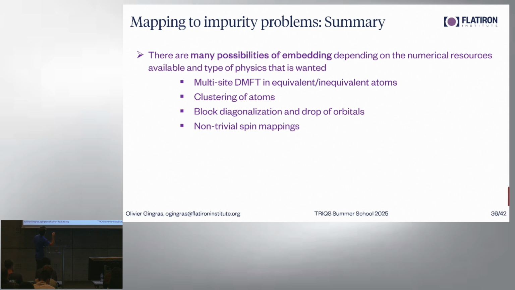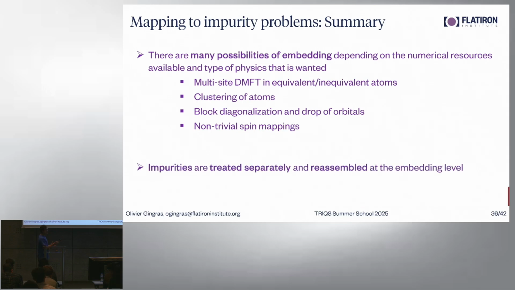And so there are many options in terms of embedding: multi-sites, equivalent sites, clustering, dropping orbitals, block diagonalization, non-trivial spin mappings, or a few of those. If you have other requirements or ideas, feel free to reach out or code them yourself.